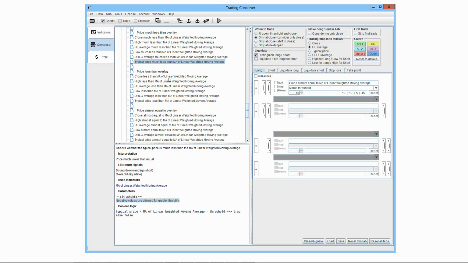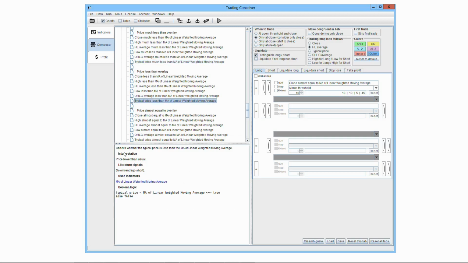The price less than overlay algorithm checks whether the price is less than the moving average of the overlay. So the algorithm is true if and only if the price is less than the moving average of the overlay.